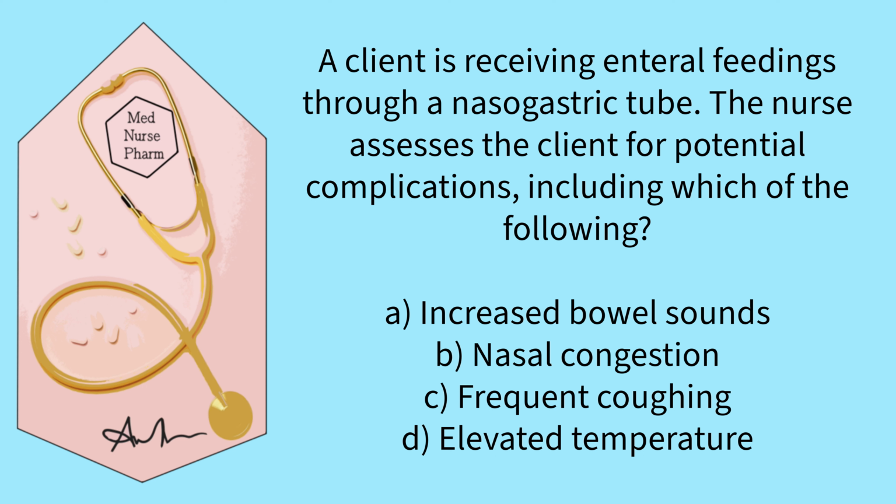Nasal congestion may occur as a potential complication of nasogastric tube placement. It can result from irritation to the nasal mucosa. The incorrect options are A, bowel sounds are not directly related to nasogastric tube complication. C, coughing is not a common complication of nasogastric tube placement. D, elevated temperature is not typically associated with nasogastric tube complications but may indicate infection.